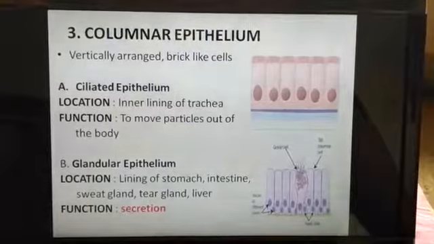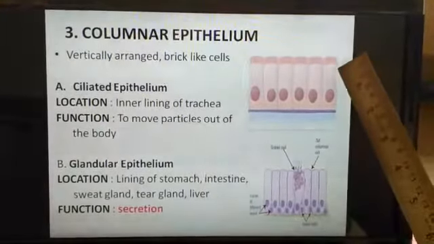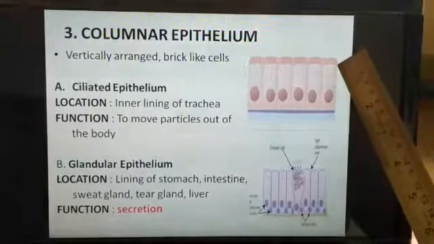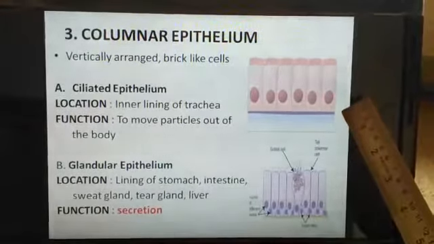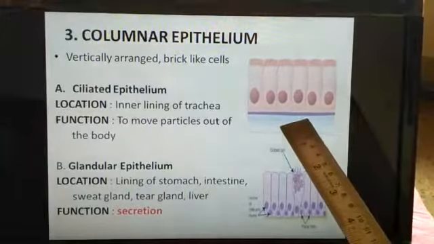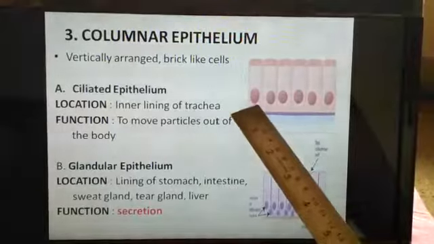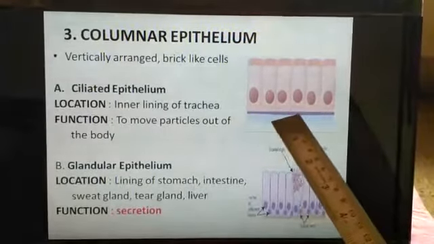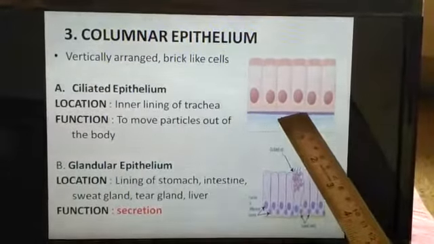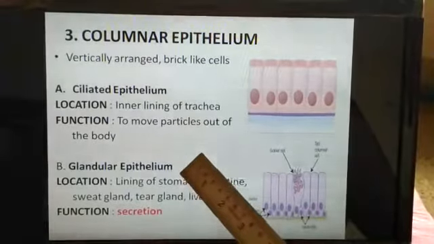The third type is columnar epithelium. The term says that these cells are long, elongated like columns. They are arranged side by side, vertically, looking like bricks. Each of these cells consists of a nucleus, but at its base. Columnar epithelium is of two kinds: ciliated epithelium and glandular epithelium.